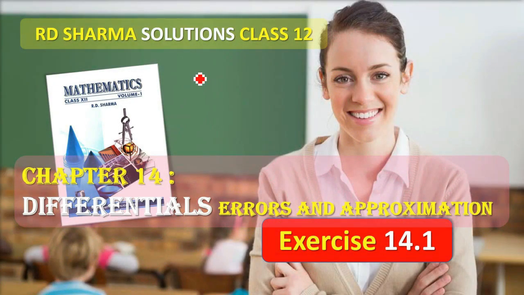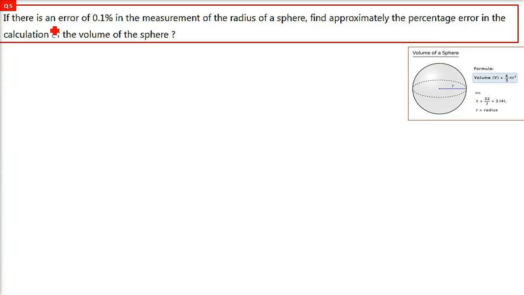This is R.D. Sharma Solution, Class 12, Chapter 14, Differentials, Errors and Approximation. Exercise 14.1. If there is an error of 0.1% in the measurement of the radius of a sphere, this is the sphere we are talking about. Find approximately the percentage error in the calculation of the volume of the sphere.